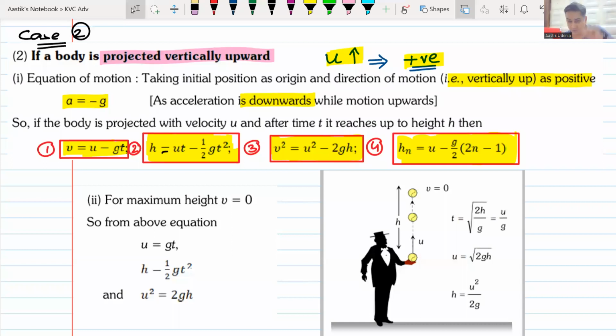So, now what happens at the maximum height, at the highest point? This point, the ball is thrown. Let me call this point A. This is the highest point. Let me call this point B. What happens at the highest point? What is the speciality of this highest point, B? What is the special thing that happens at the highest point? Yes, my dear friends.